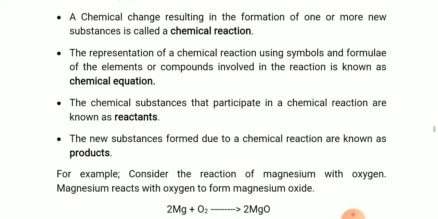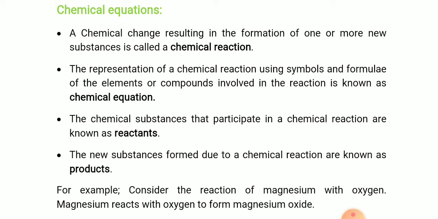And the representation of a chemical reaction using symbols and formulas of the elements or compounds involved in the reaction is known as a chemical equation. So, what is a chemical equation? A chemical equation is the representation of a chemical reaction using symbols and formulas of the elements or compounds involved in the reaction.